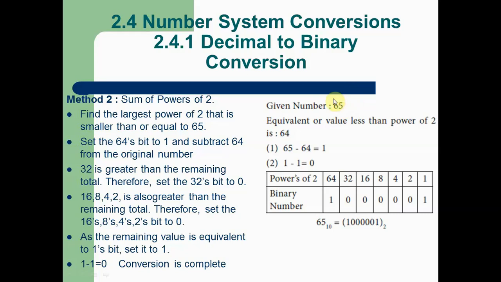In the example you can see 65 is given. So we want to convert 65 into a binary number. What we want to do: first find the powers of 2 up to the number equal or less than it. So find the largest power of 2 that is smaller than or equal to 65. So you want to find all the powers of 2: 2 power 0, 2 power 1, 2 power 2, 2 power 3, 2 power 4, 2 power 5, 2 power 6.